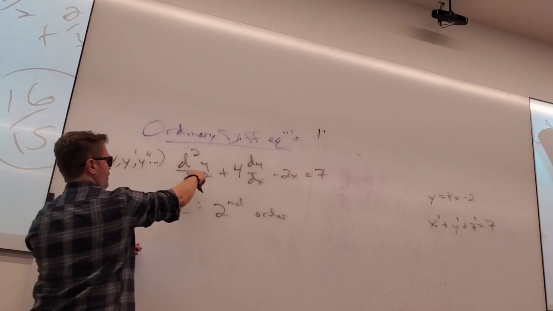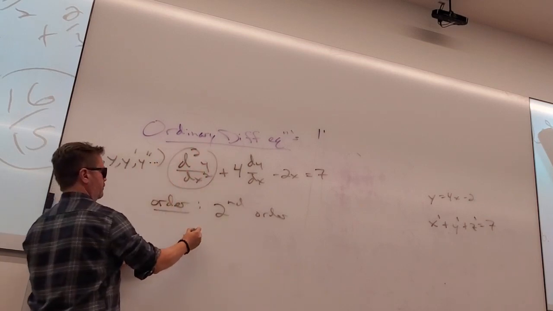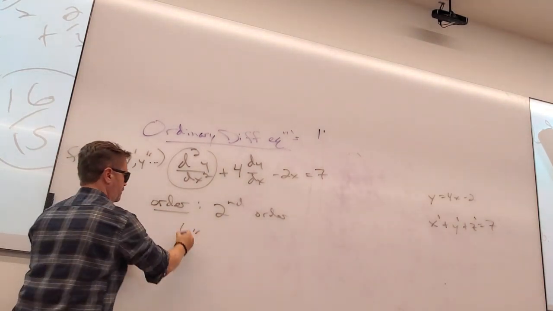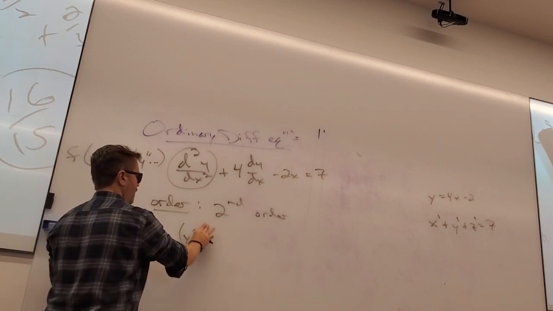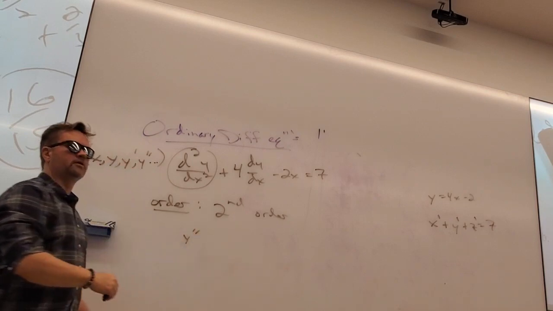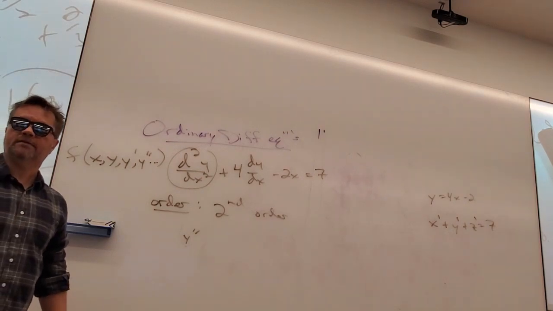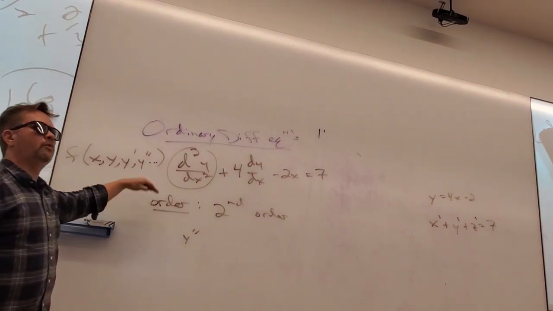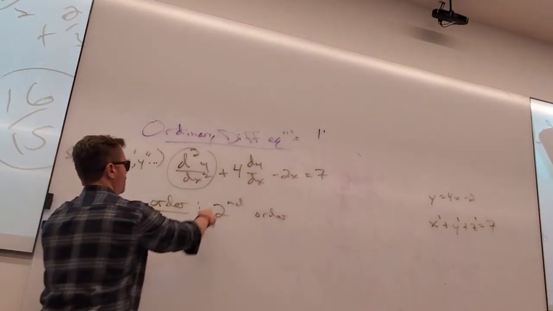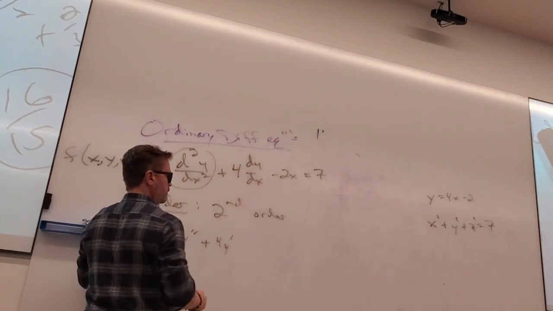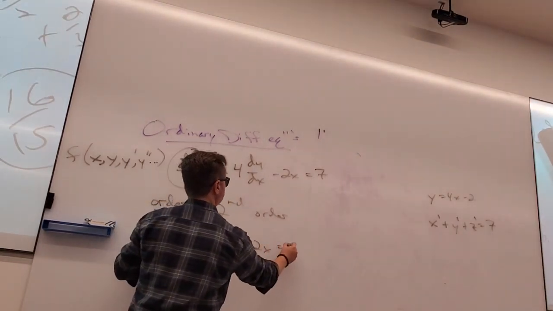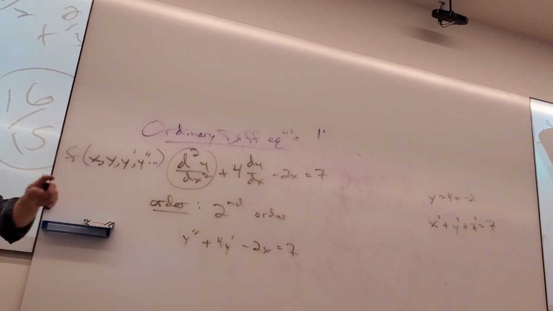Let me write it a different way. How can I rewrite this in a different way? Y double prime. Is y double prime being squared? Does it look like this? Nope. So that variable is to the first power. It's being derived twice, but it's not being squared also, right? So there's a difference between order and whether or not it's linear. So that variable's fine. What about this variable? It's not being squared or cubed or square rooted or whatever, right? Minus 2x equals 7. So that is linear. Kick ass. I love it.